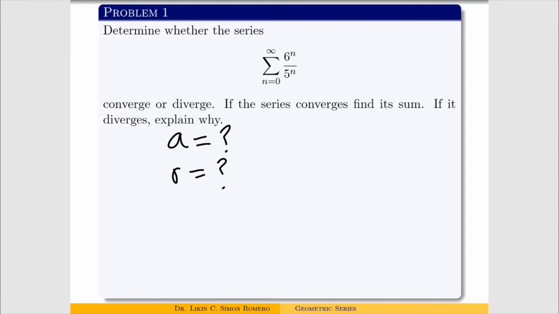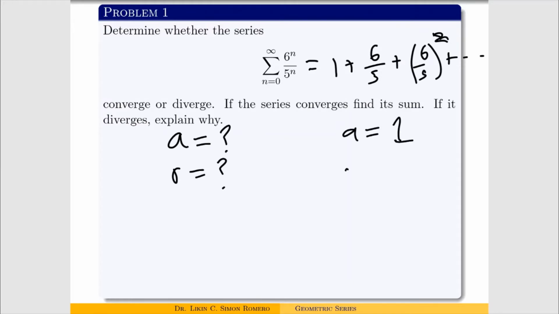Notice when n is 0, we get that this is just 1. And when n is 1, this is 6 over 5. Next one is 6 over 5 squared, and so on. So from this, we should be able to see that our a, the first term here, is equal to 1, and our r is equal to 6 over 5.